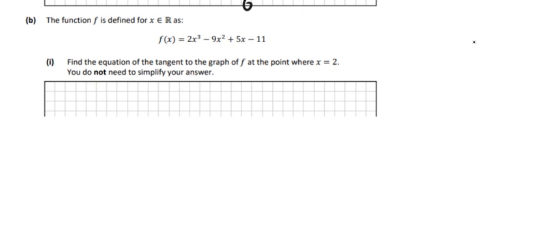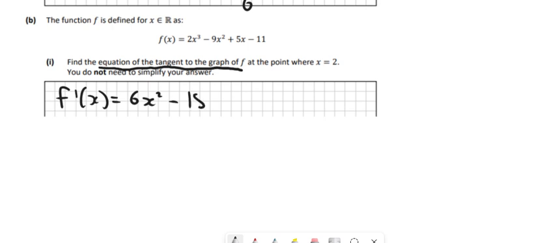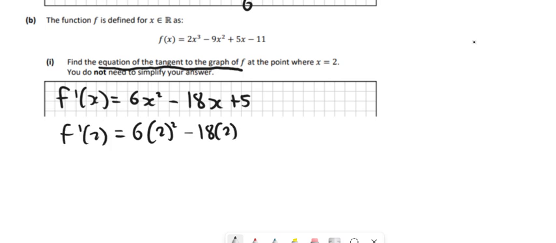Right, second part, so it's the equation of the tangent to the graph of f. I can find the slope of the tangent by just differentiating and putting in 2. So if I find f dash x, I get 6x squared minus 18x plus 5. If I put a 2 in there, so 6 times 2 squared minus 18 times 2, so that's f dash 2 that I'm finding, plus 5, I'll get the slope of the tangent at the point 2. So I get minus 7 there.